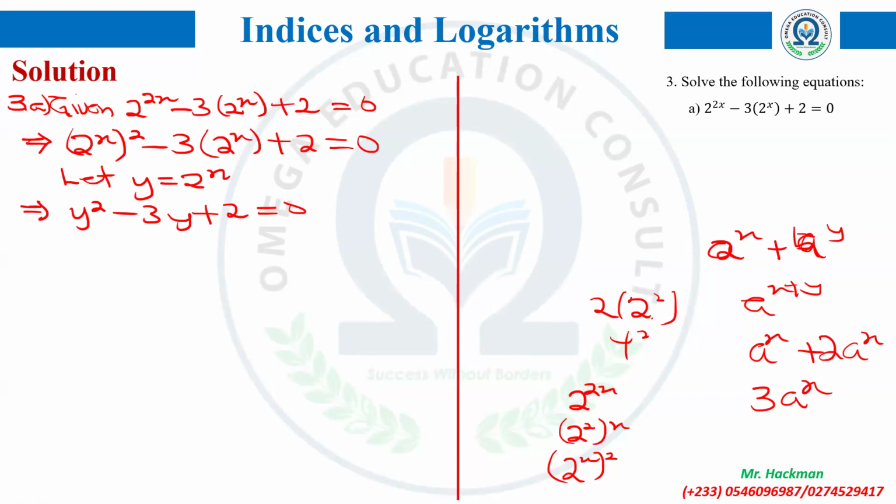Yes. So we are going to solve for y in this resultant quadratic equation. The leading coefficient here is 1, we thank God, so we have to only consider the factor pair of what?